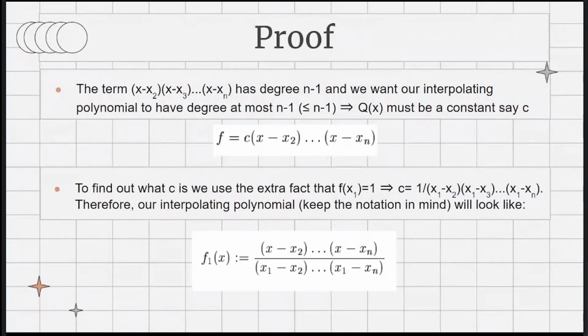Therefore, we substitute the value of this c in our first interpolating polynomial, which looks like f1 of x is equal to x minus x2 to x minus xn by x1 minus x2 to x1 minus xn. This is the first term we also saw when Megha was writing. So f1 here says that the first data point, that is y1, is equal to 1, and all other data points y2 to yn are 0. So this is the first general case.